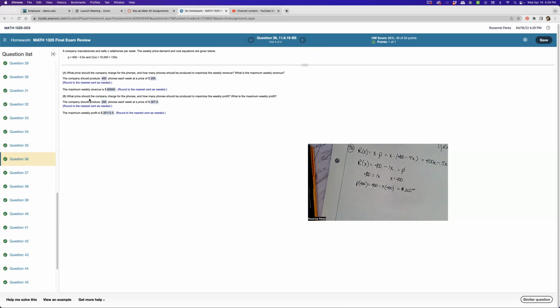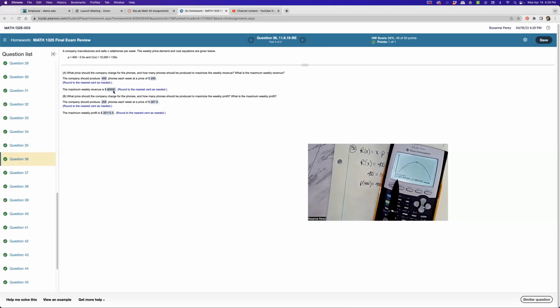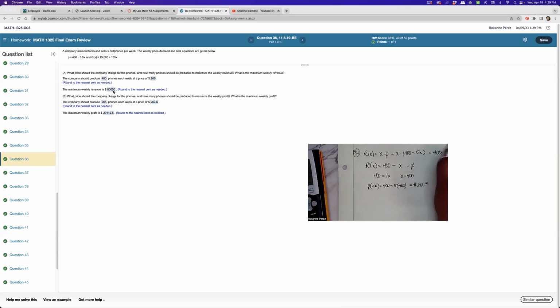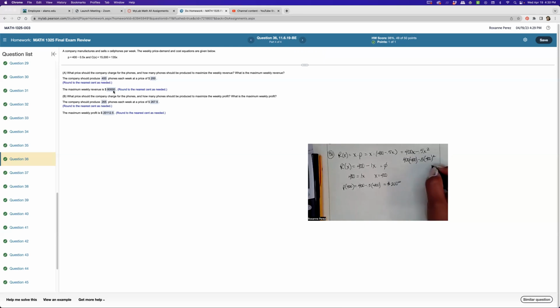Okay, so then part B, what is the maximum weekly revenue? If we already did the maximum, we know how many units are produced, x equals 400, and y is your maximum revenue, which is 80,000. Or you can go back and calculate it. 400 times 400 minus 0.5 times 400 squared. And that'll give you 80,000 as well.